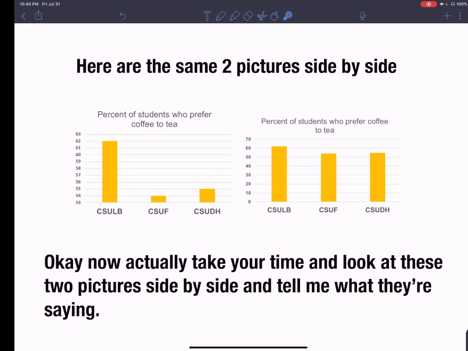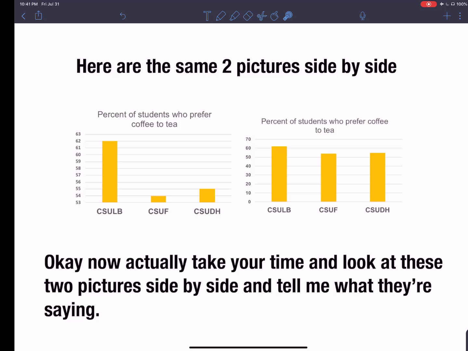Is this picture lying to us? No, this is saying 62% in CSULB, and this looks about 62%. This is 54%. Here's, yeah, 54%. So what's the deal here? Notice the scale. This starts from 0 and goes to 70. This is scaled in increments of 10 from 0 to 70. This shows you the whole picture.